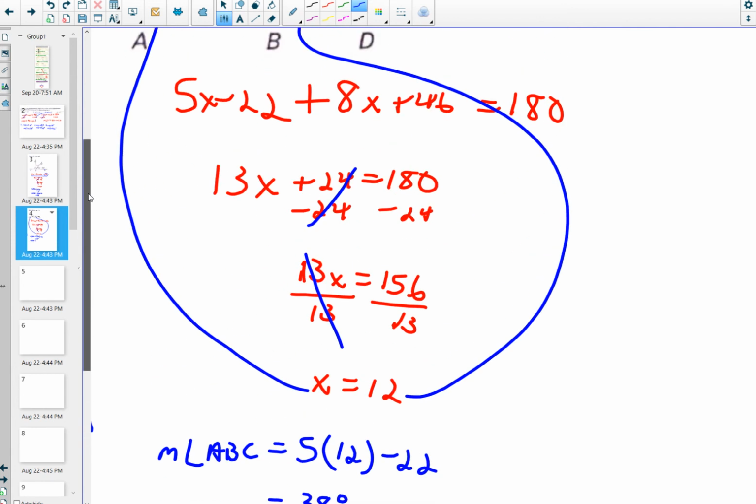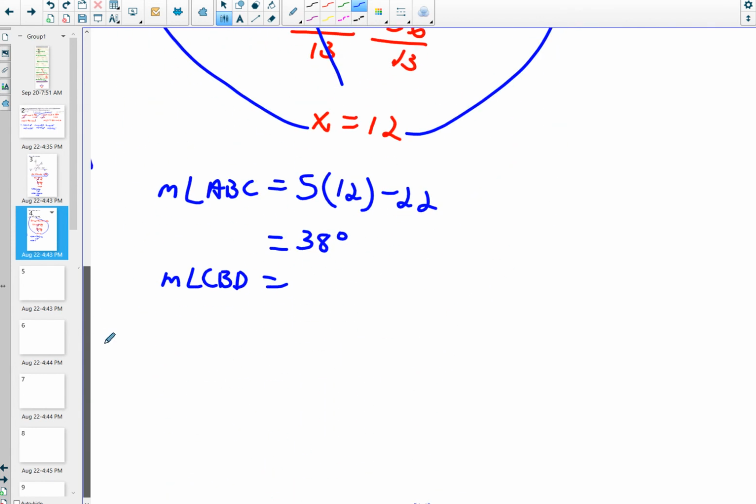Look, I'll do it by plugging in. I'll do it 8 times 12 plus 46. Let's do it by plugging in. 8 times 12 is 96. 96 plus 46 is 142. Take a wild guess what 142 plus 38 is. It's 180. Just substitute.